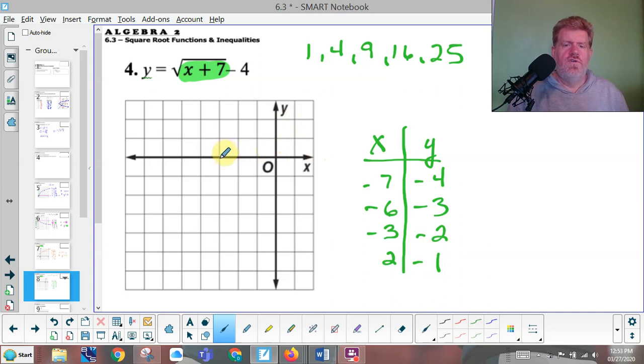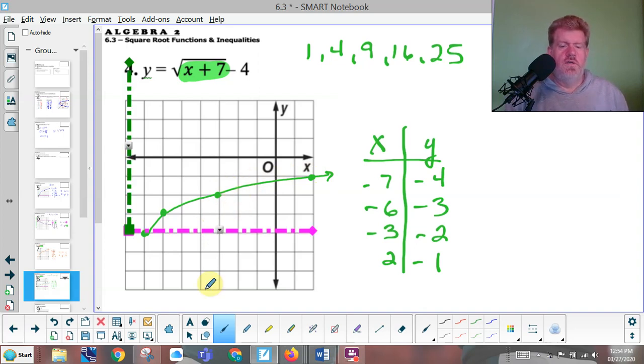-7, -4. -6, -3. -3, -2. 2, -1. And I can do better than that. I knew I could. Okay, there's your square root function.